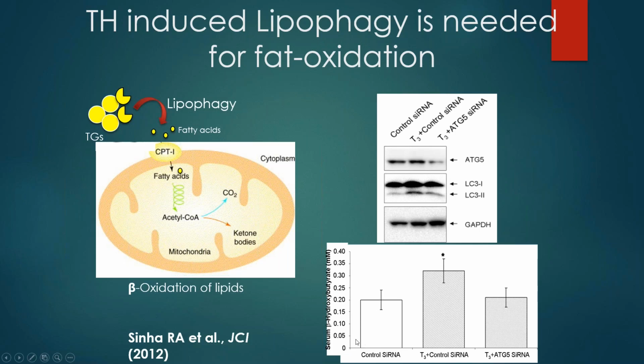You see that in the control mice, there's a basal level of ketone. This is beta hydroxybutyrate, which is a ketone body, and it basically reflects the rate of beta oxidation taking place in the liver cells. So you add T3, your beta oxidation goes up because T3 is increasing autophagic degradation of lipid. But when you lose ATG5, then T3 is no longer able to increase ketogenesis or beta oxidation. So this showed that thyroid hormone induced lipophagy to increase fat oxidation in the liver.